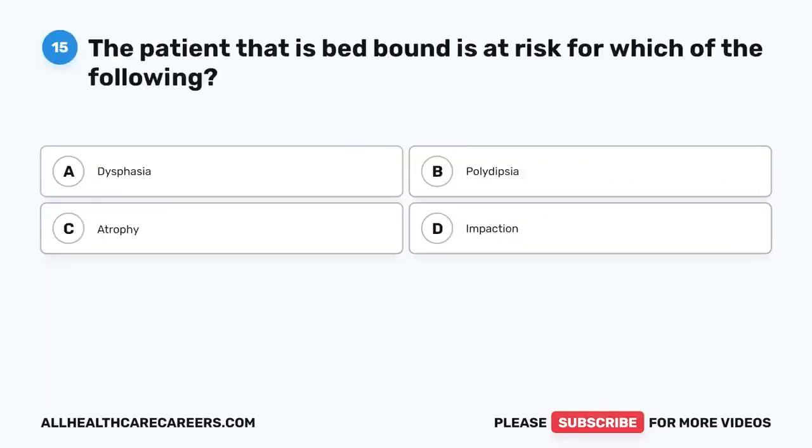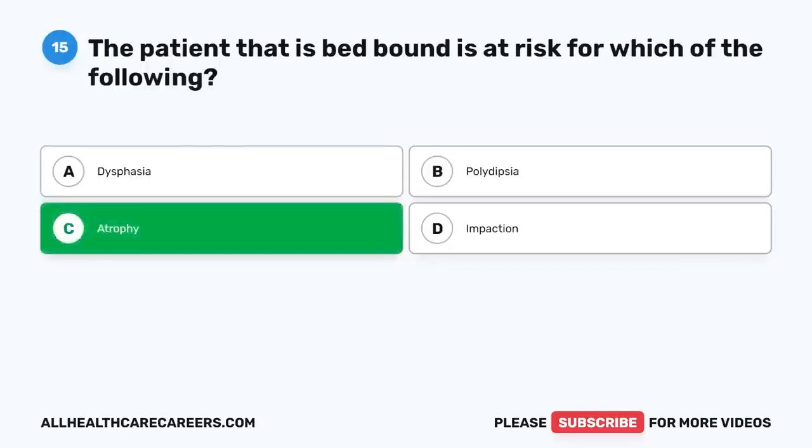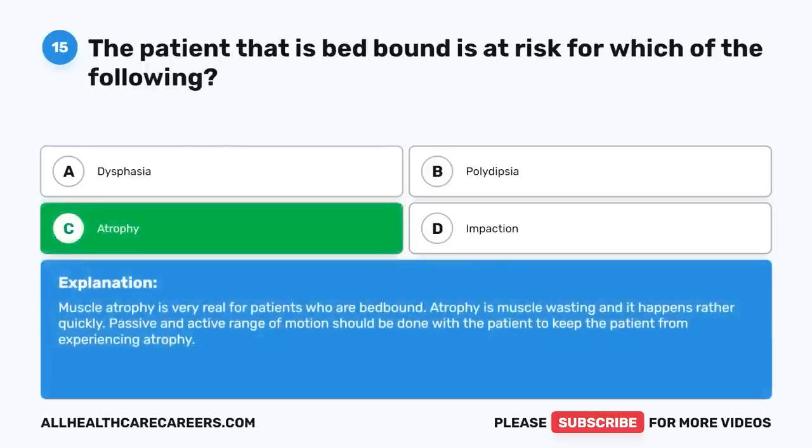The patient that is bedbound is at risk for which of the following? A. Dysphagia. B. Polydipsia. C. Atrophy. D. Impaction. The correct answer is C. Atrophy. Muscle atrophy is very real for patients who are bedbound. Atrophy is muscle wasting and it happens rather quickly.